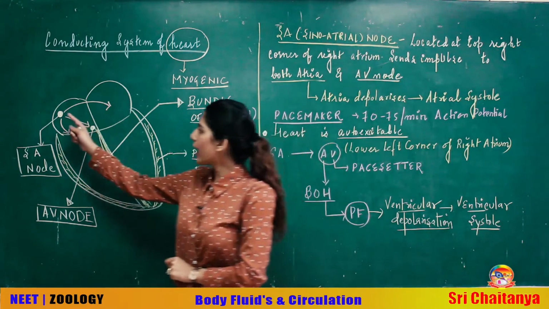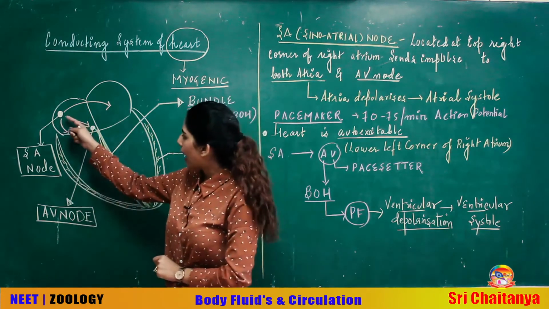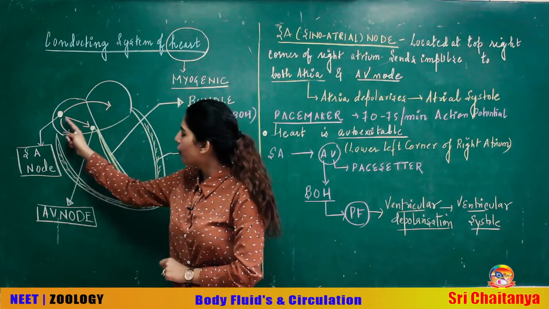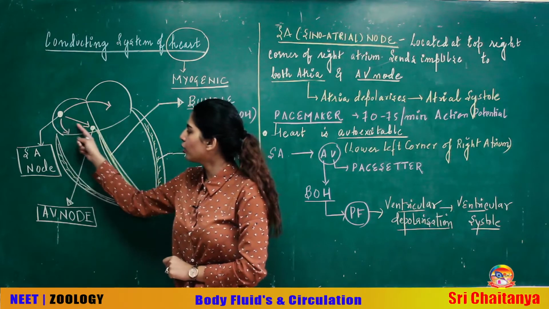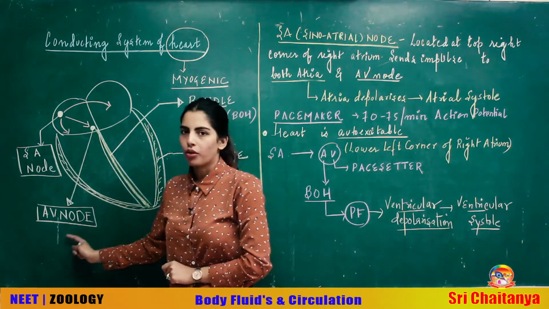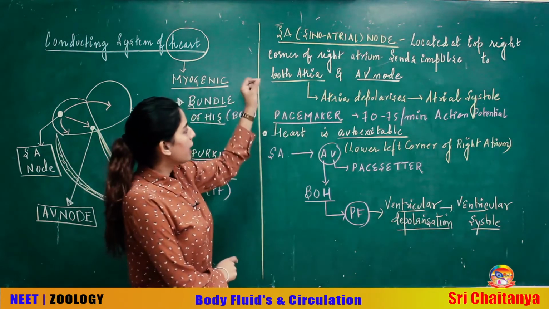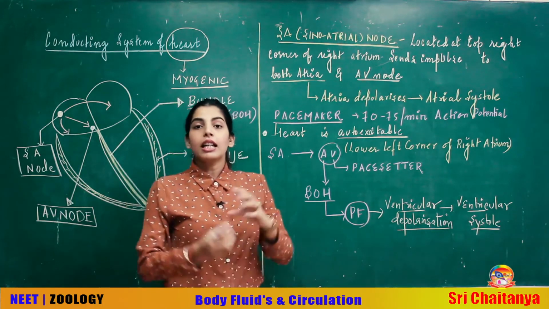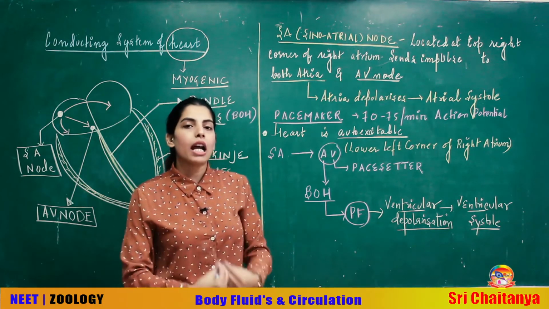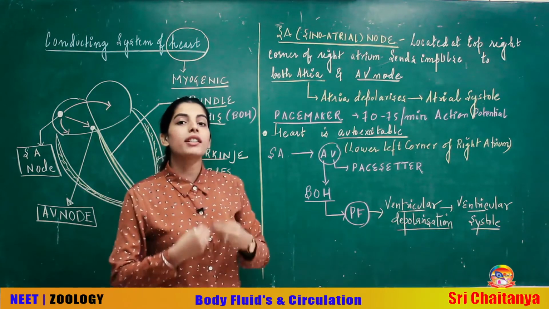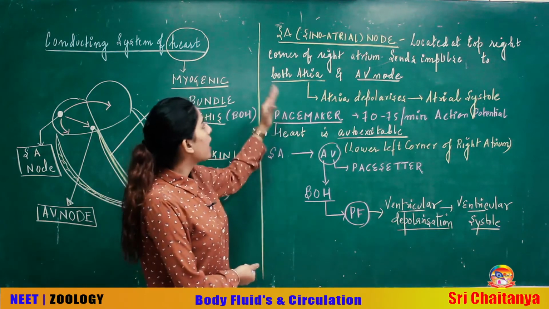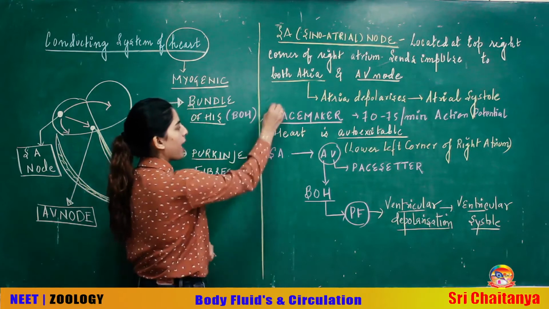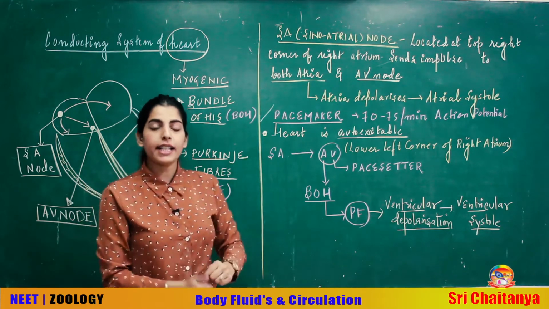Now the property of the SA node: see, I have made the arrow on both the atria, and I have made the arrow towards your other node, which is the AV node. Whenever the SA node is generating its own action potential, that is why you say that the SA node is called the pacemaker of your heart. SA node is pace.